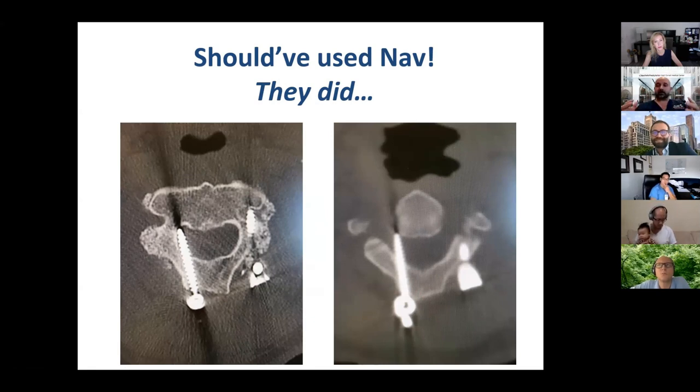I love navigation. I use it a lot. But be careful at the CV junction. C1 and C2 tend to rotate a lot and move, especially in children or especially in patients with EDS or connective tissue disease. And you can be off very easily with navigation. These are actually the cases where I prefer to use anatomic freehand technique, because I feel the anatomy and I see the anatomy. So just be careful with using navigation for C1 and C2.